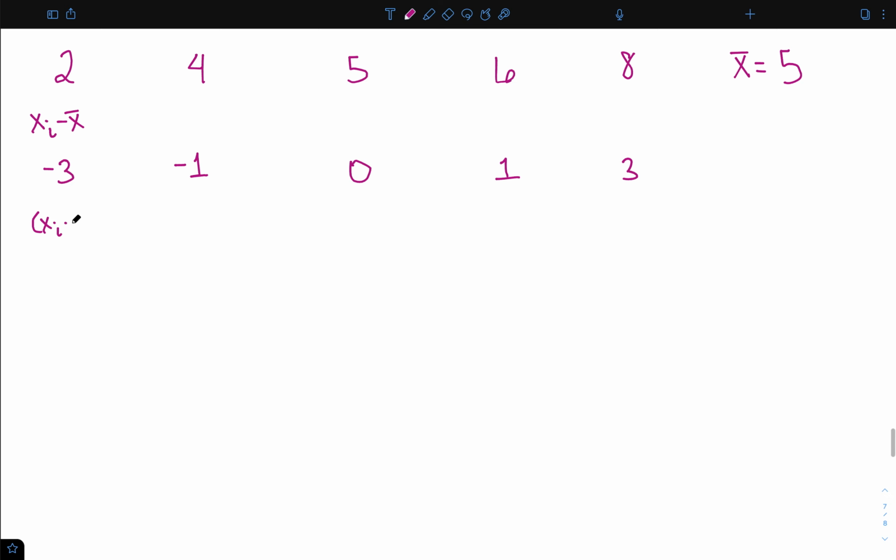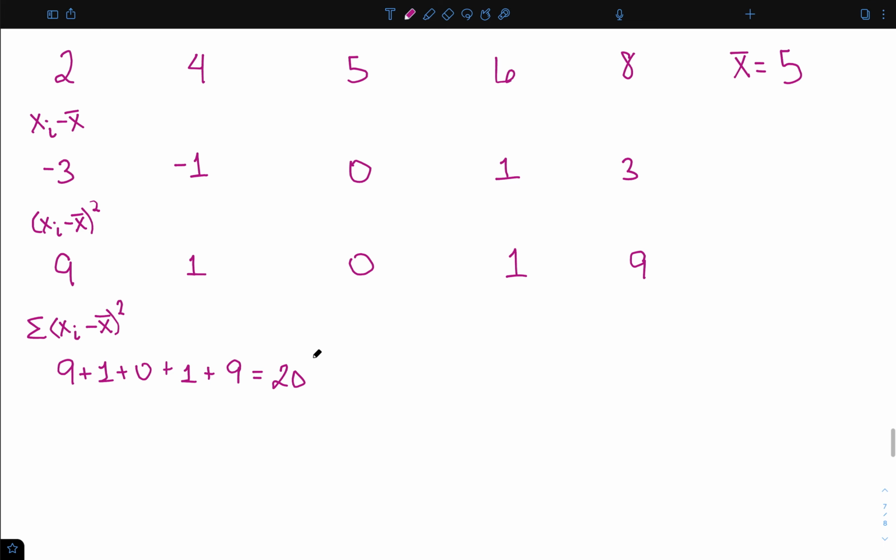My third step is to square these values. Negative 3 times negative 3 is 9. Negative 1 times negative 1 is 1. Continue squaring to get 0, 1, and 9. After that, we want to add up these numbers we just found. So we have 9 plus 1 plus 0 plus 1 plus 9, which is 20.